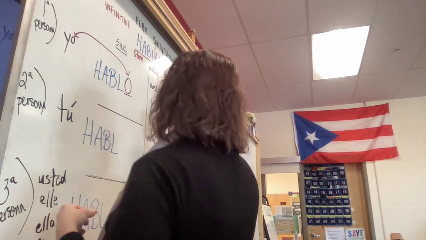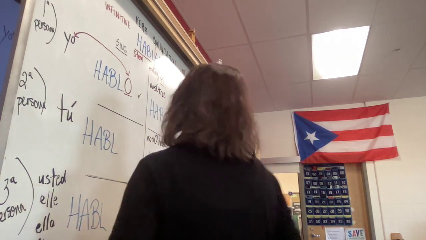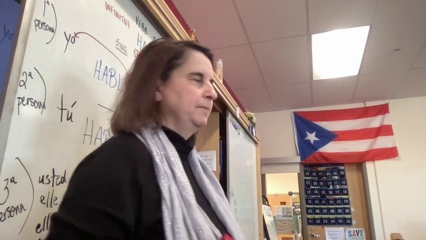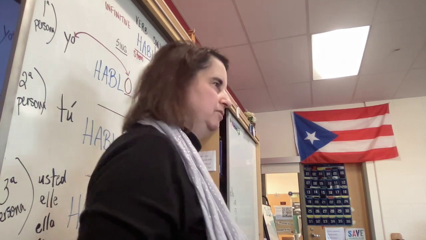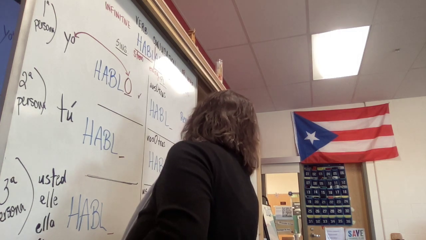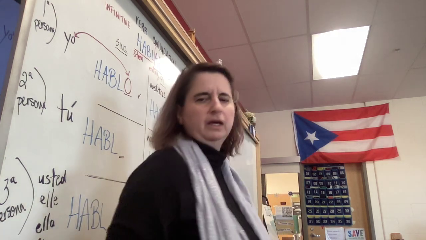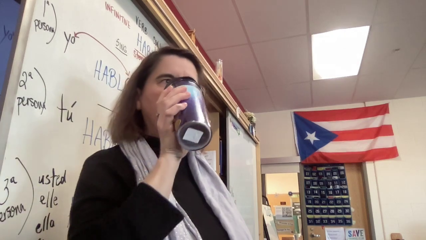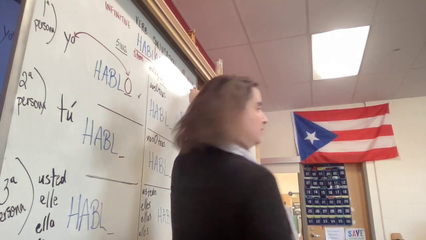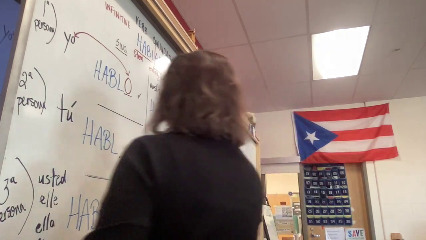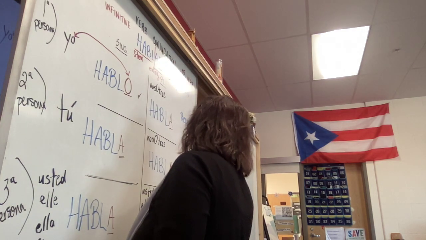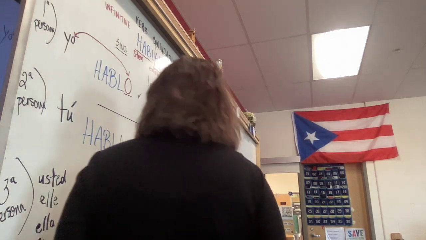Yo hablo español. Now we're going to put a little check mark because we're done with the yo form. So as I said, the yo form does its own thing. All the others are going to have a different vowel after them. I'd like you to take a guess. Do you think it's going to be an A or an E or an I? Because it's an AR verb. So that's what we're going to put on all the other stems. Okay?